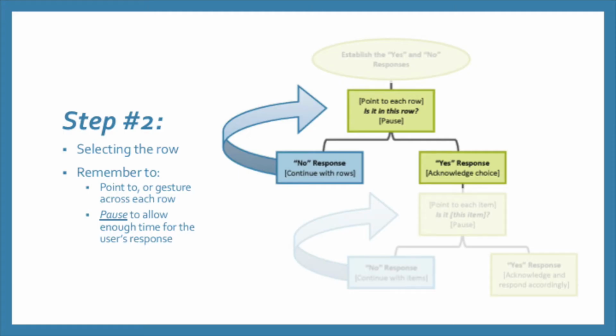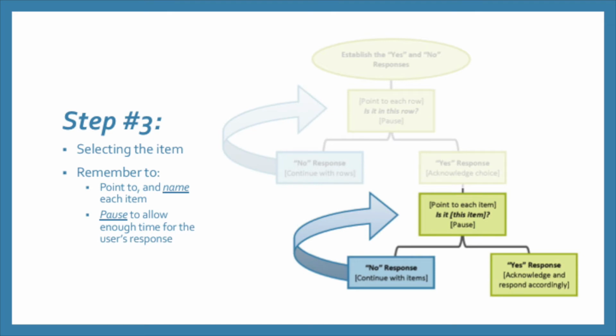In order for the user to make a selection, they must first establish which row the item is in. To do so, the communication partner should point to a row and ask, "Is it in this row?" Be sure to pause so that the user can decide and coordinate a response, and if they respond no, continue down the rows until they respond with a yes, at which point you can move on to selecting the item.